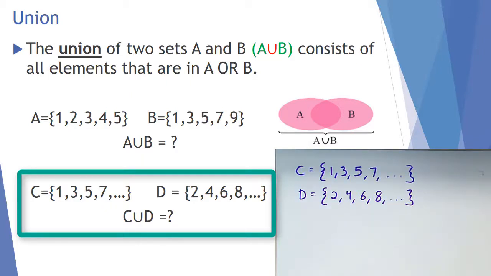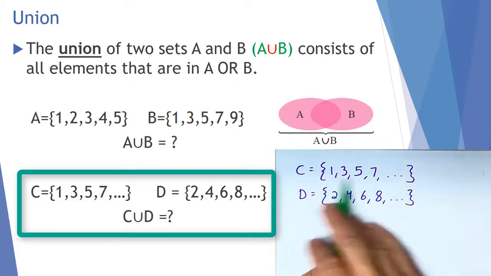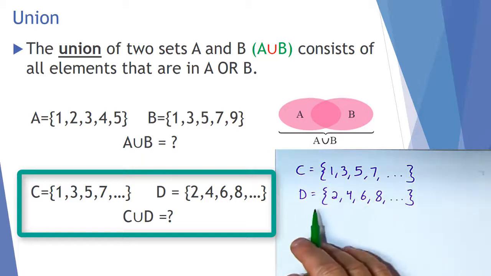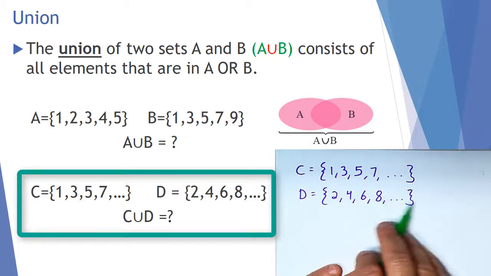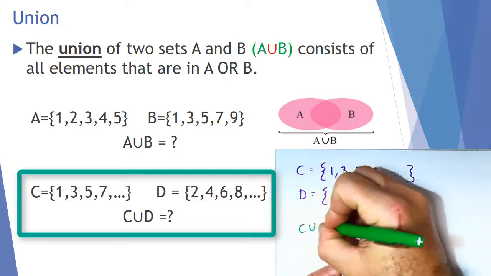C consists of 1, 3, 5, 7, and then the 3 dots, or the ellipsis, mean "and so on," so that goes on forever. We could call these the odd numbers. And D consists of 2, 4, 6, 8, going on forever. Those are the even numbers. Then what will C union D consist of?